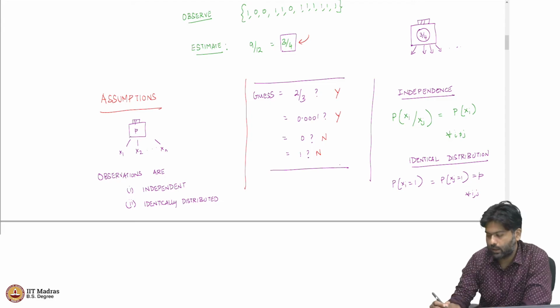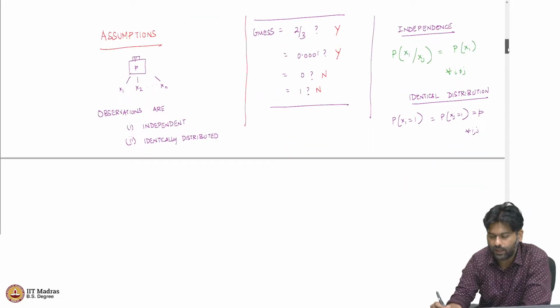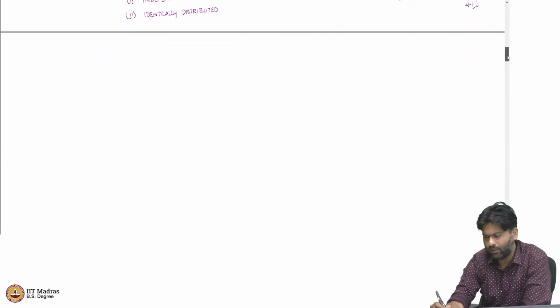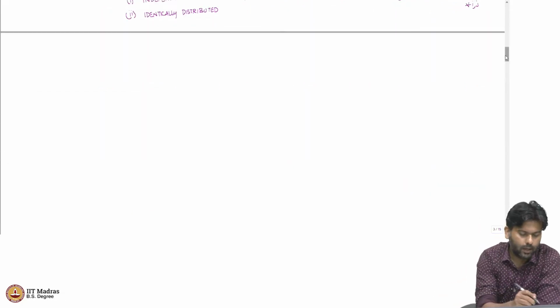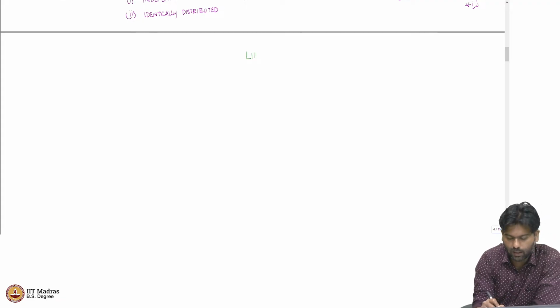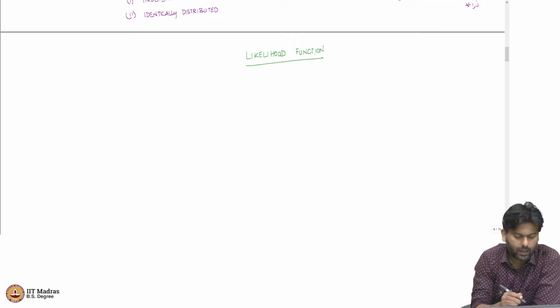So, the question is, is there a principled way to get estimators from data? The way one could do this is by looking at what is called the likelihood function. And the likelihood function looks as follows.